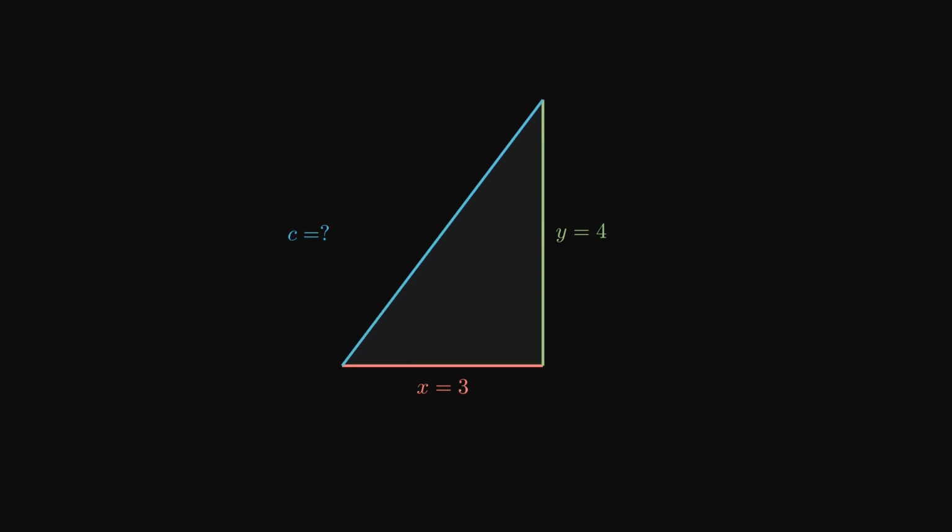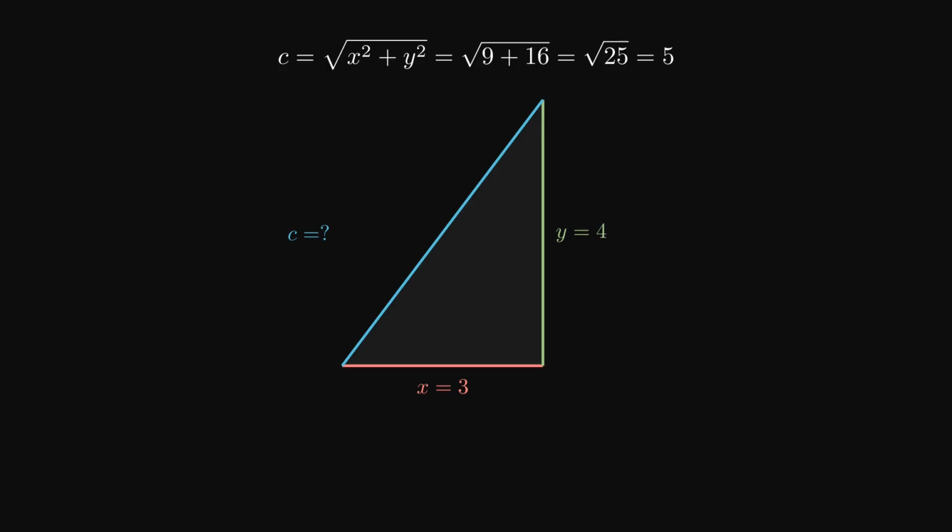Let's start in 2 dimensions and work our way up. You've seen the Pythagorean theorem. A right angled triangle with legs x and y has a hypotenuse of the square root of x² plus y², making the hypotenuse 5. Now, what actually is a 2D vector?